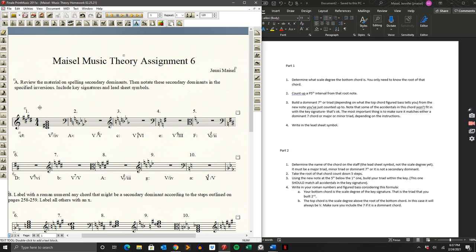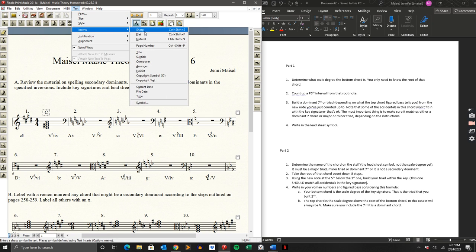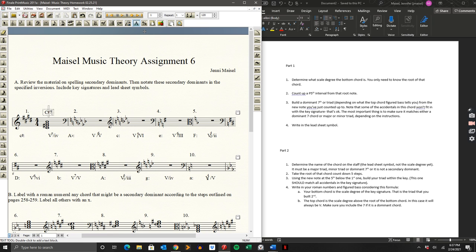Then the next thing you want to do is go ahead and write in that lead sheet symbol. So of course, we did just determine that that is a C sharp dominant 7th.